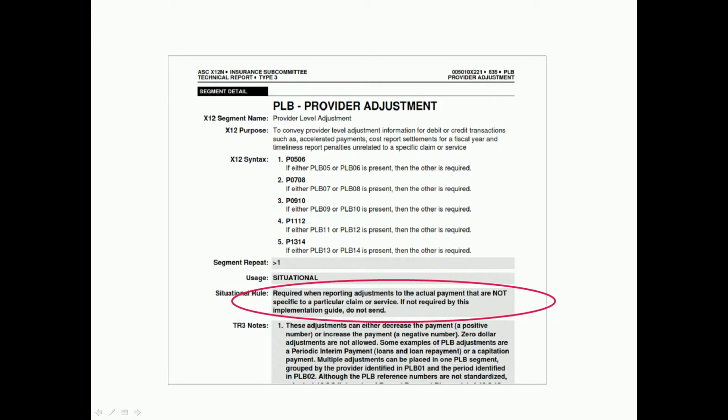What is a PLB? Well, it is a provider level adjustment in an 835 electronic remittance file. And it's an adjustment made to the amount of the payment, but that adjustment doesn't relate to any claims inside that file. So it could be things like interest payments or some prior balance, that type of thing.